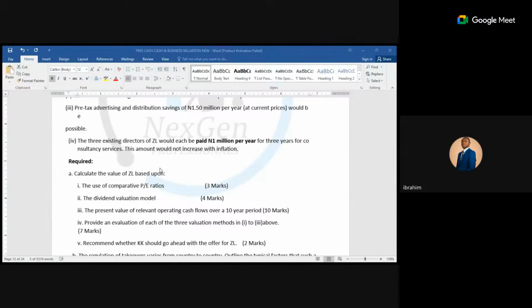The examiner says that the 3 existing directors would each be paid 1 million per year, and it is for 3 years. 1 million per year times the number of years, which is 3 years. We will not pay them 1 million. That is what it means.